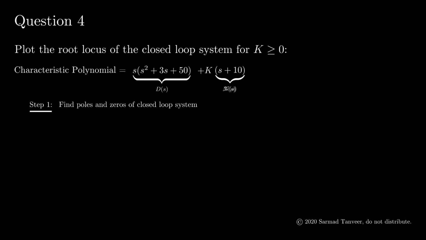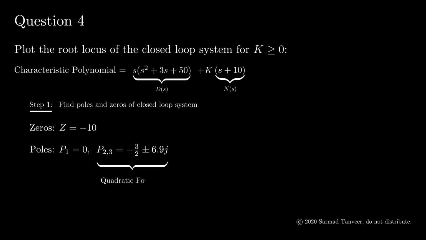The 0 is found from n of s. We have a single 0 at -10. The poles are found from d of s. We have a pole at 0, and a complex pair of poles at -3/2 plus or minus 6.9j, found using the quadratic formula. Let's plot these on the s-plane.